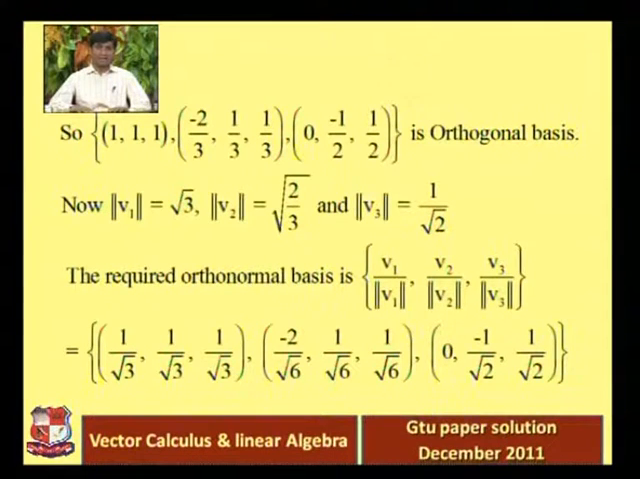So we divide v1, v2, v3 by their norms. The required orthonormal basis is v1 upon norm v1, v2 upon norm v2, v3 upon norm v3. So the required orthonormal set of bases is (1 by root 3, 1 by root 3, 1 by root 3), (minus 2 by root 6, 1 by root 6, 1 by root 6), and (0, minus 1 by root 2, 1 by root 2).